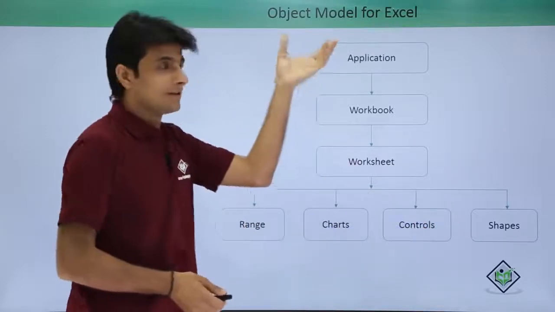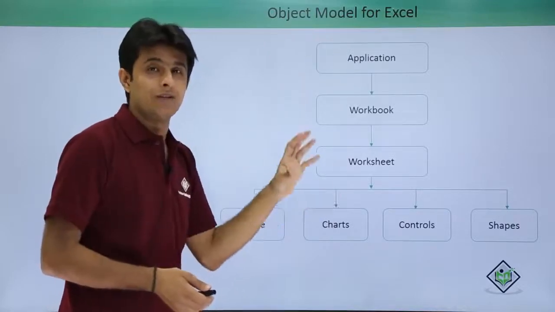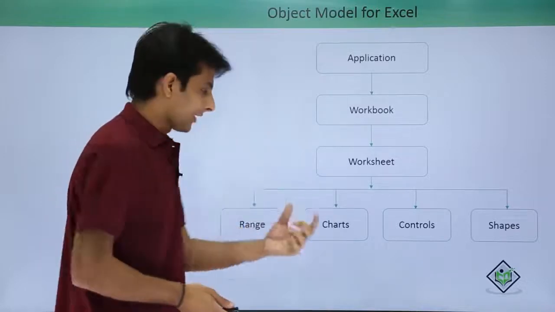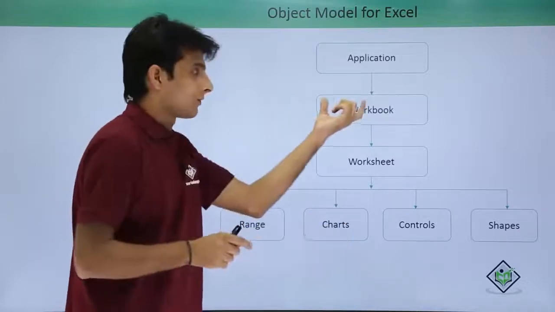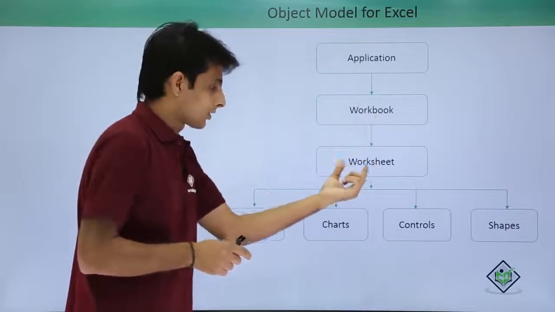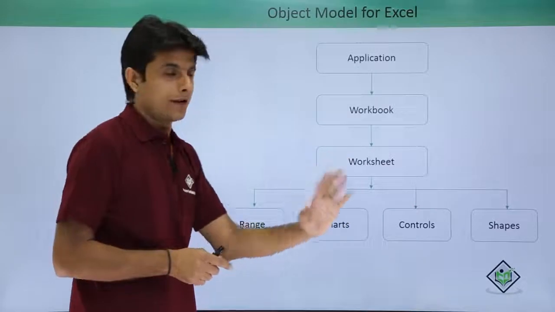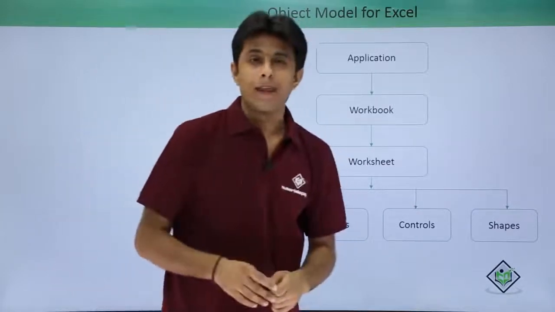What I'm trying to say is this is the object hierarchy of the application itself. Suppose you want to refer to any chart, you have to call first the application, then the workbook, then the worksheet, and only then can you call the chart. Independently you cannot call the chart alone. These are the object hierarchy which is given. I hope you're able to understand what exactly a macro is, the difference between macro and VBA, the difference between VBA, VBS and VB, and these object hierarchy models. I hope you have understood the introduction to VBA. That's all for this video.